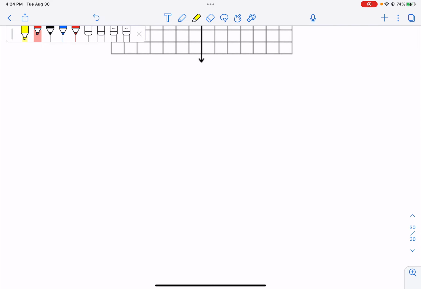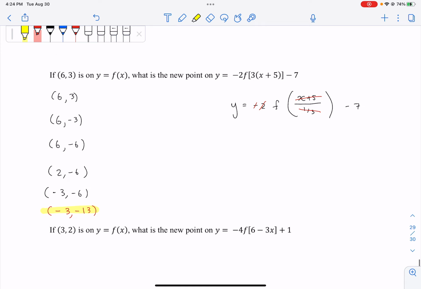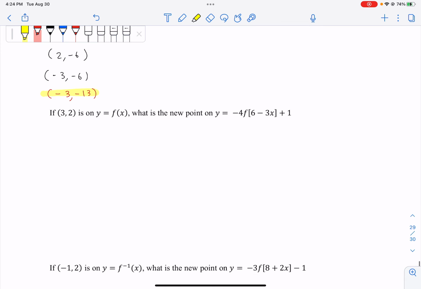All right, so that's the very basics of what you need to know about transformations. We don't have to go through these other ones over here. But next, we're going to move on to exponentials and logarithms.